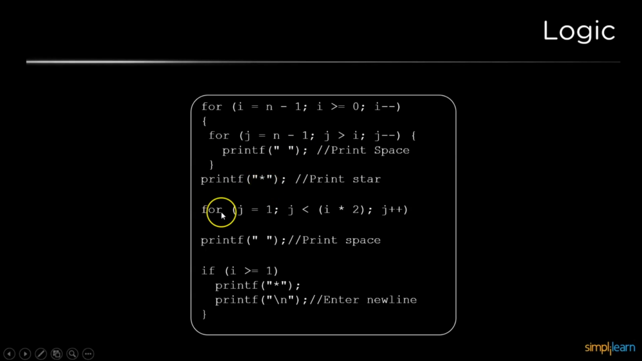Then it comes to the next for loop where j is equal to 1, j lesser than i into 2. So if j is lesser than i into 2, it prints the space. Then it comes to the if condition where i is greater than or equal to 1. If i is greater than or equal to 1, it prints the star, and then the control is transferred to the new line. So now let's try to run the program.